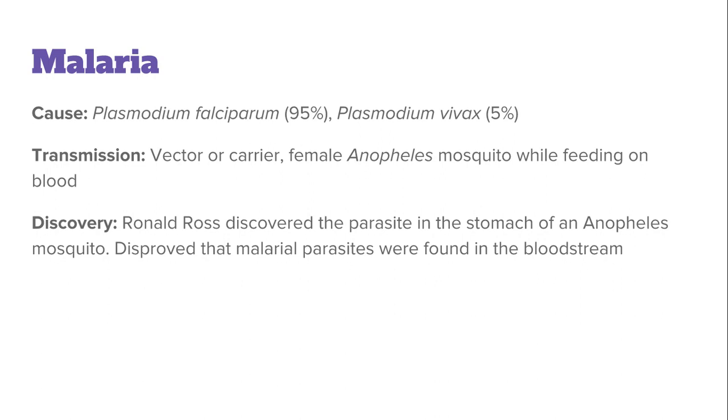When we talk about malaria, it is in fact caused by Plasmodium falciparum, which causes 95% of all malarial cases, and then we've got Plasmodium vivax, which is the other 5%. The way in which it's transmitted to people is by a vector, which I just mentioned, and that vector is the female Anopheles mosquito, and it injects this Plasmodium while feeding on blood. Ronald Ross discovered the parasite in the stomach of an Anopheles mosquito, and this discovery disproved the thought that malarial parasites can be found in the bloodstream.